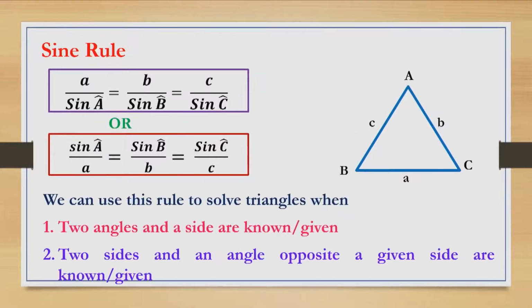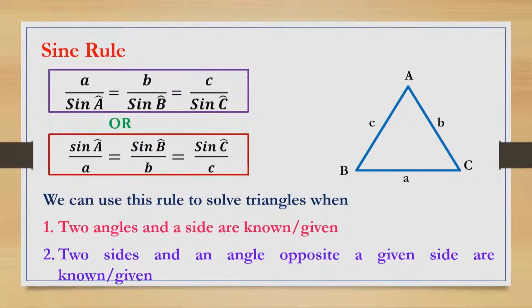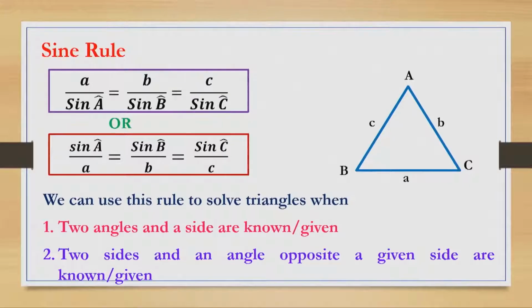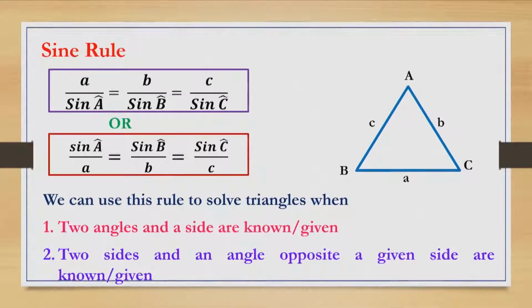We can use the sine rule to solve triangles when, firstly, two angles and a side are given. Secondly, two sides and an angle opposite a given side are given. So we have two cases where the sine rule can be used. Firstly, you know two angles and one side. Secondly, you know two sides and an angle opposite one of the given sides.